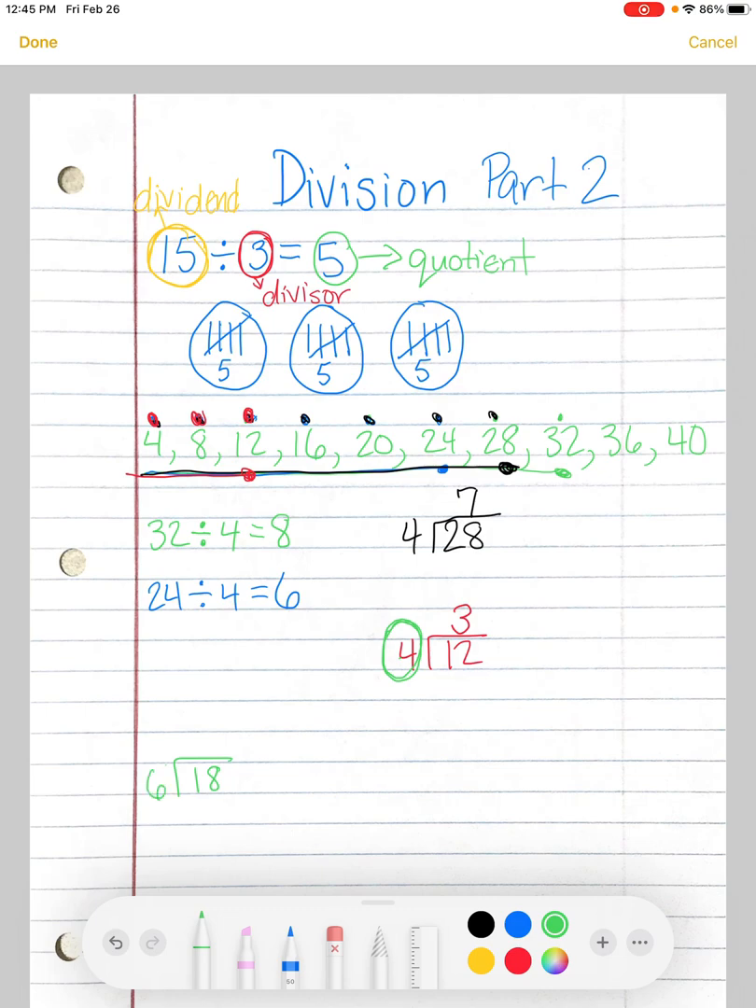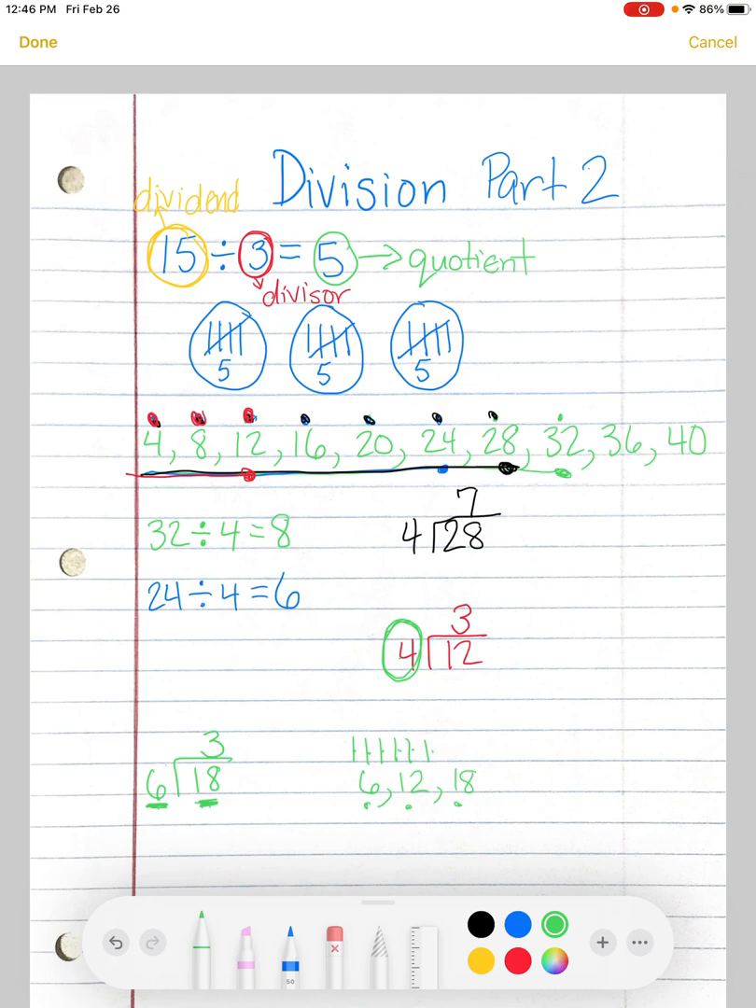18 divided by 6. That means I need to count by my 6s until I land on 18. So let's try it. 1, 2, 3, 4, 5, 6. So 6, 7, 8, 9, 10, 11, 12, 13, 14, 15, 16, 17, 18. 18. That's the number we were trying to land on. That's our dividend. So 18 divided by 6, 1, 2, 3. My quotient is 3.